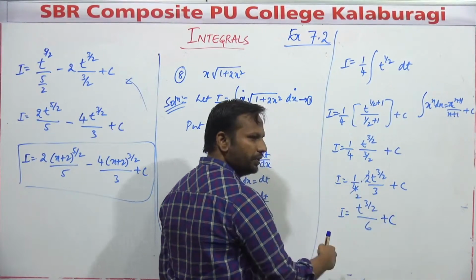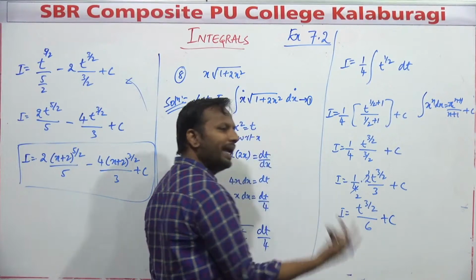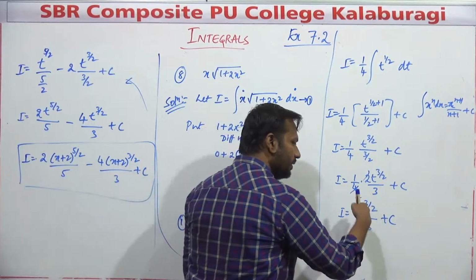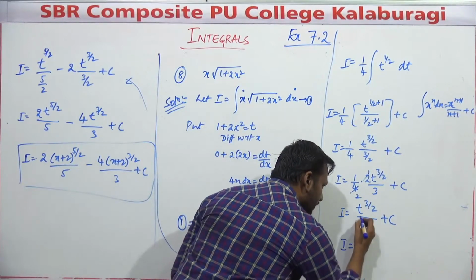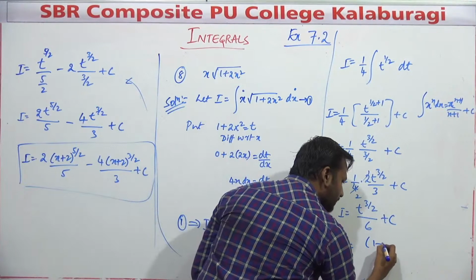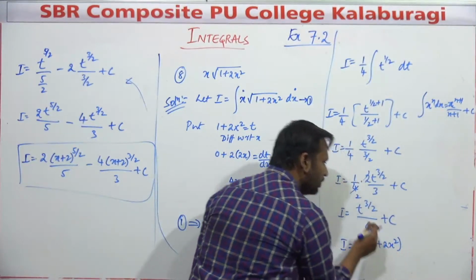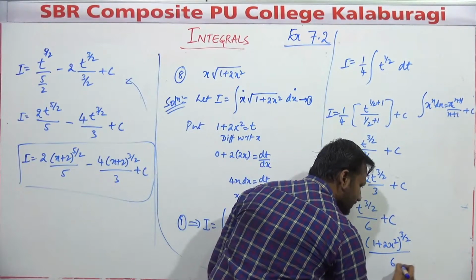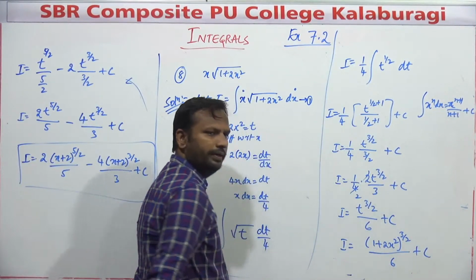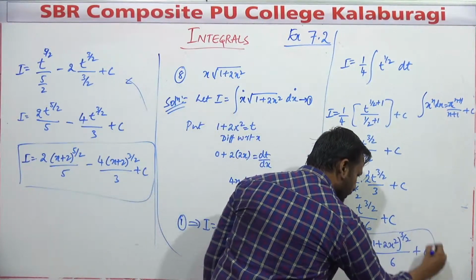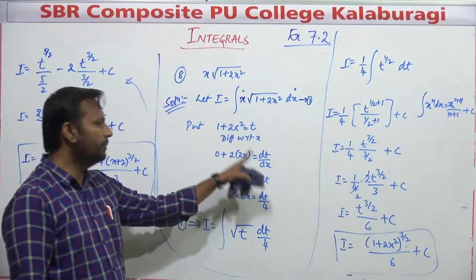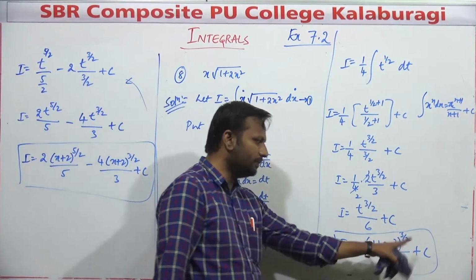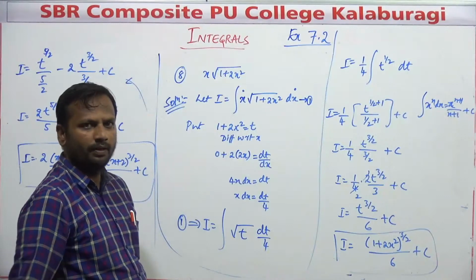After simplification, we have to replace t back in terms of x. What is t now? 1 plus 2x square. So I equals 1 plus 2x square, whole to the power 3 by 2, whole divided by 6, plus c. After simplification we replace t as 1 plus 2x square, whole to the power 3 by 2, divided by 6, plus c. C is the integration constant. Got it now?